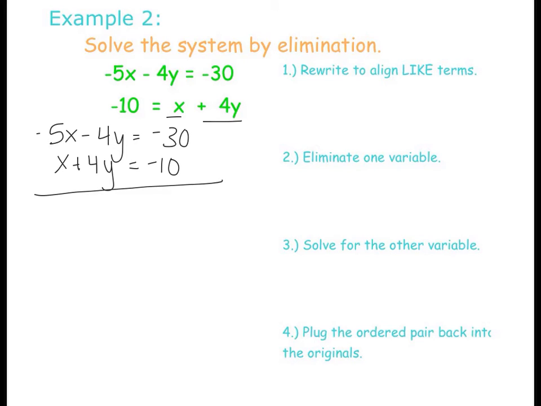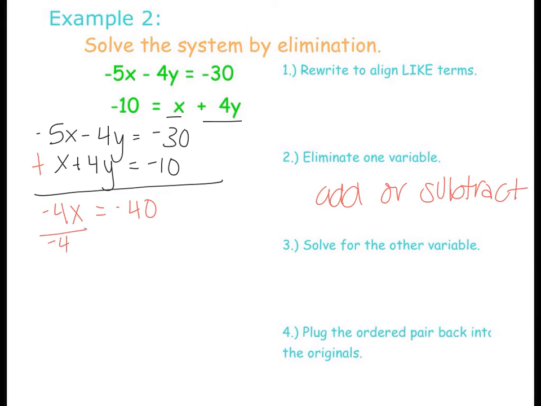Now remember, in the second step we have to decide whether we add or whether we subtract. I typically check addition first. Nothing special about that, but that's typically my pattern, so I'm going to check addition first. Negative 5x plus x is negative 4x. Negative 4y plus 4y is 0, so I've eliminated my y's. Negative 30 plus negative 10 is negative 40. Now let's solve for x. And we find out that x is equal to 10. That means the first half of my ordered pair answer is 10 something.